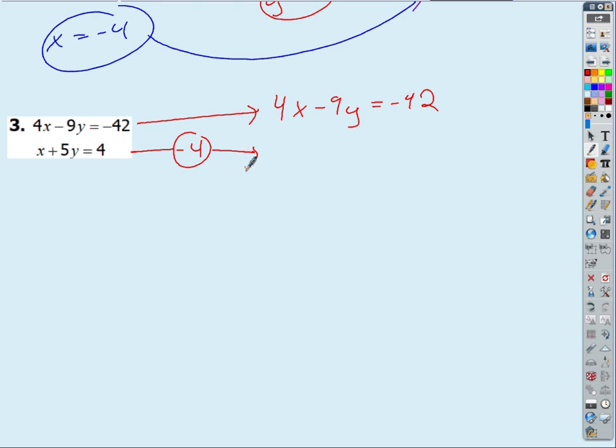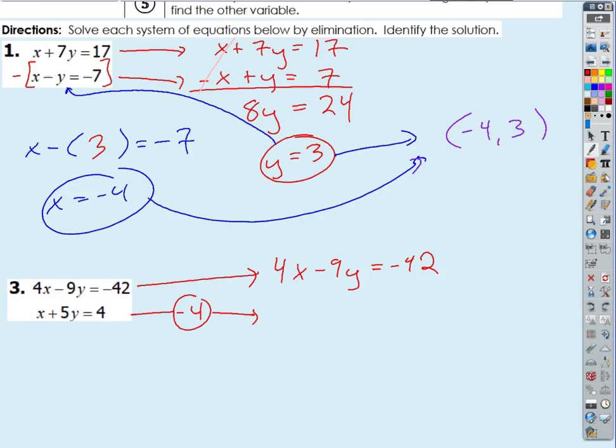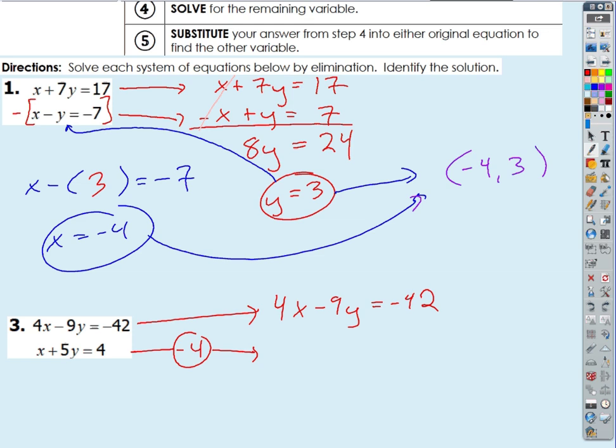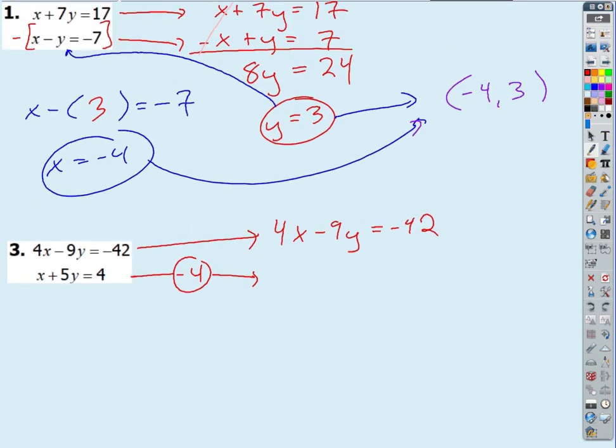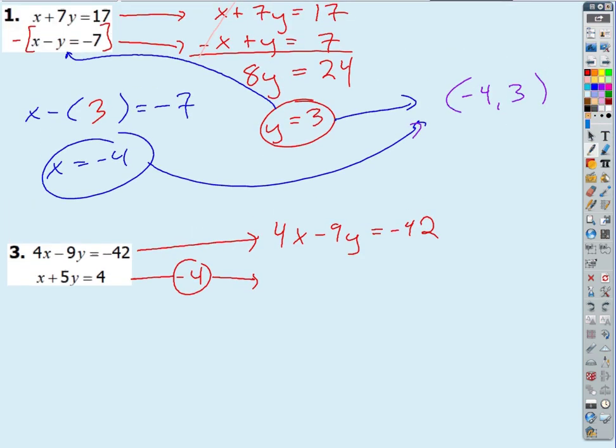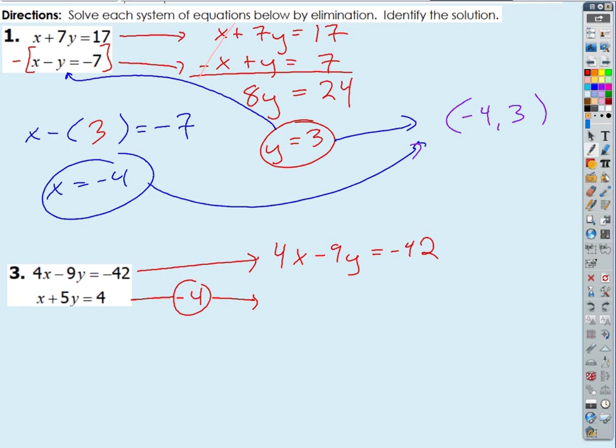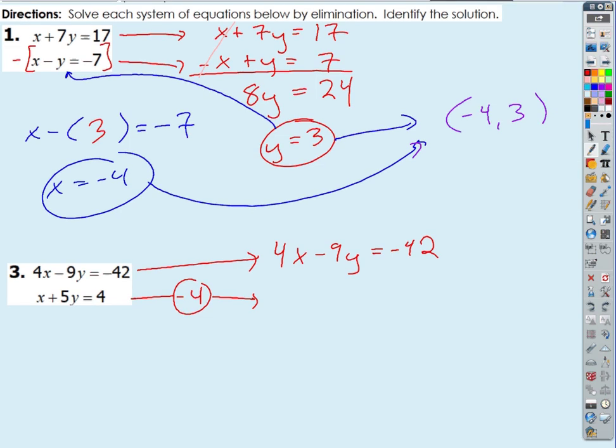Yes, sir? On the one above, it was positive 7 over negative y, and here it's 4x over positive x. On the bottom, we multiply everything through by negative 4, but on the top, we multiplied it through by negative 1. We only multiplied the bottom one, and the top one we left alone. But why negative 4? Because the x's will be opposites. Oh, just the x's? Yeah, that's all we care about.